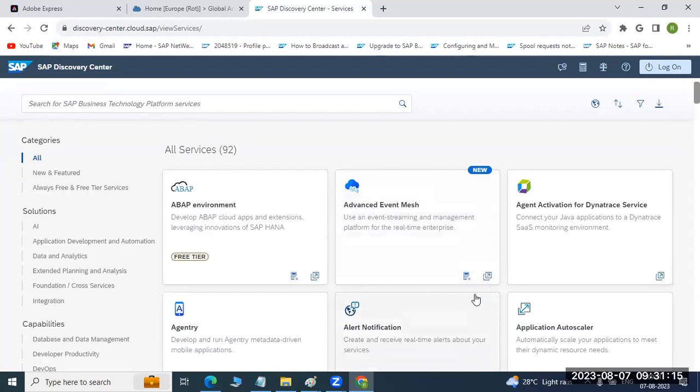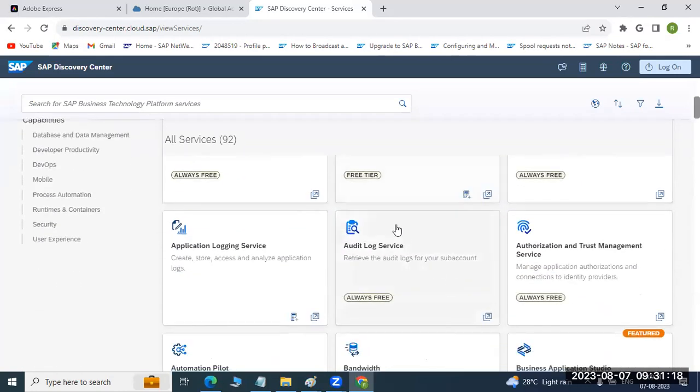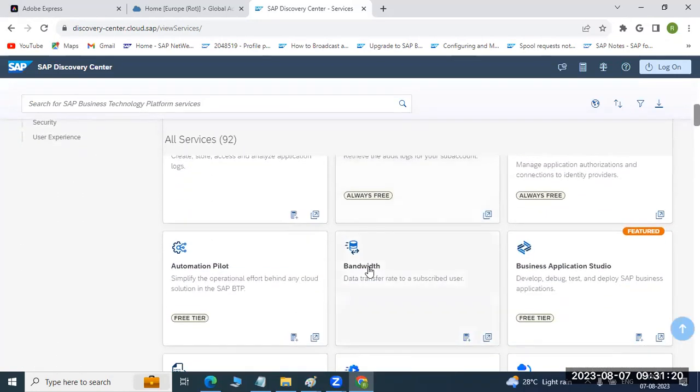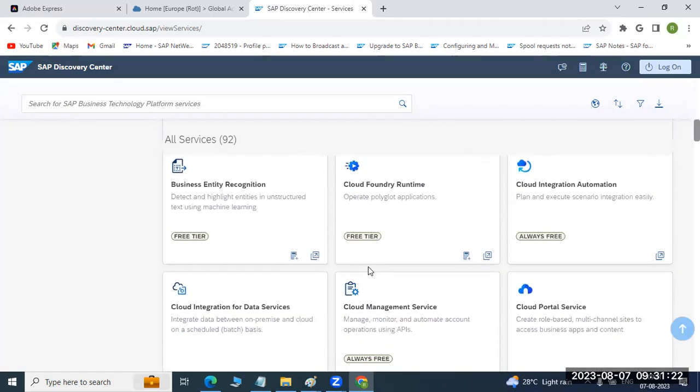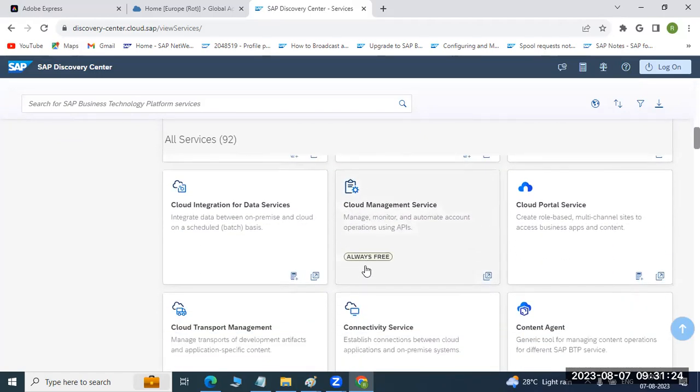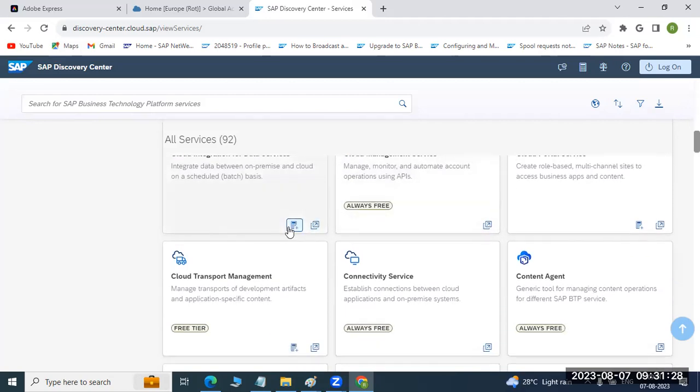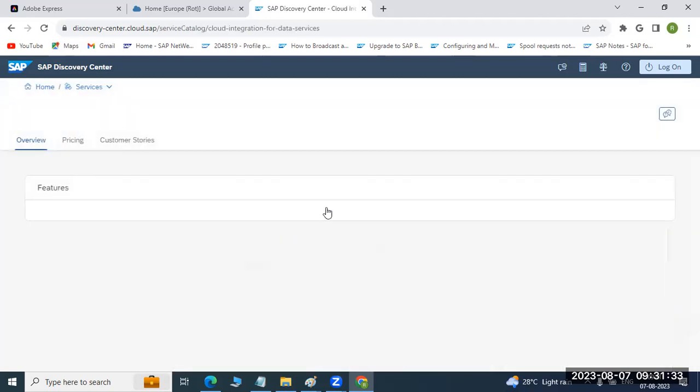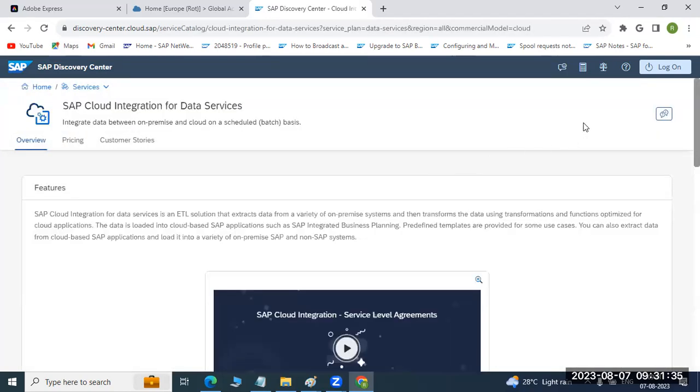Suppose, for example, you want to use the alert notification free tier, we can use it freely. But some are postpaid tiers, so we have to take those. Suppose this is the service, right? You want to use this one, so you add it to the service estimator.